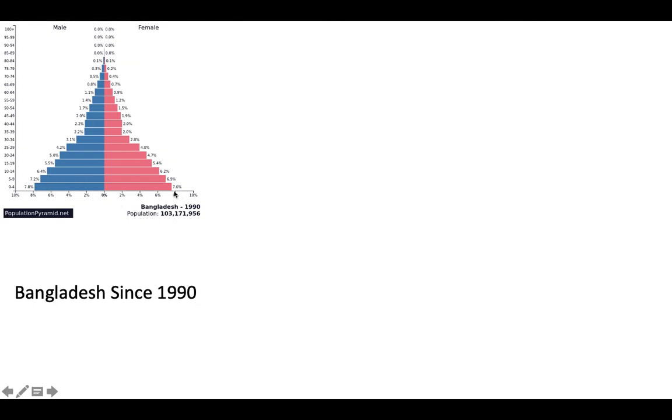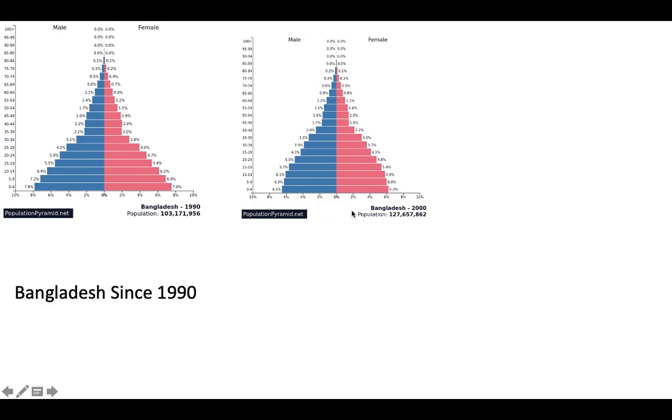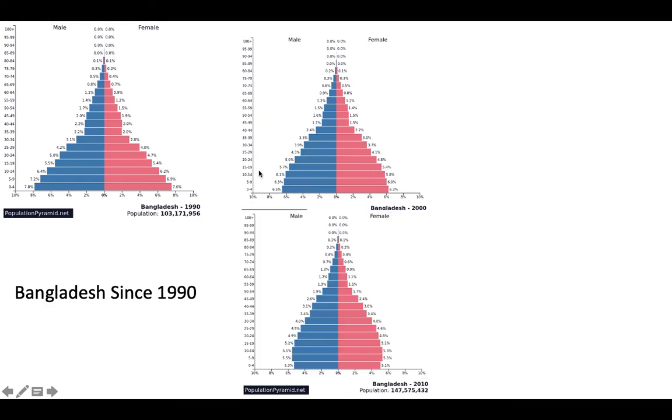Rapid growth in 1990. By the time they get to 2000, a decade later, that pyramid has sort of shrunk inwards. The base has become less wide and the tip has become less narrow. So the population is still growing fast, but not as fast as it was in 1990.